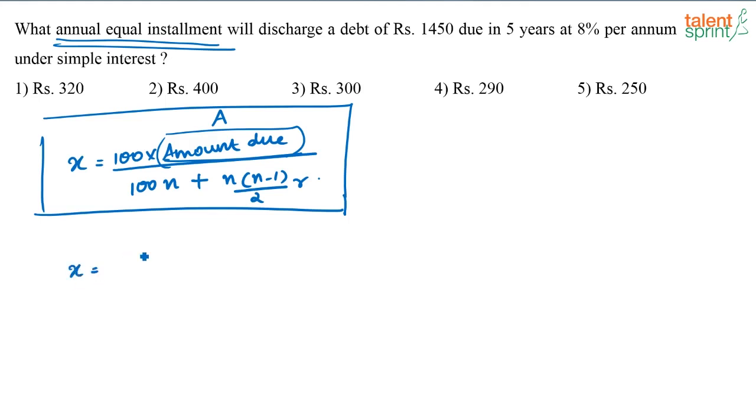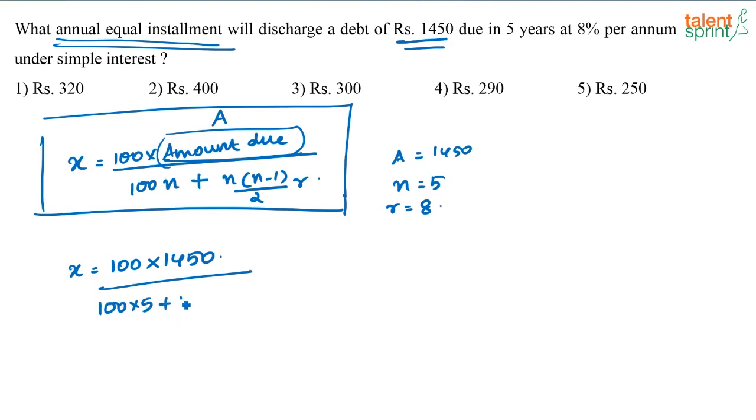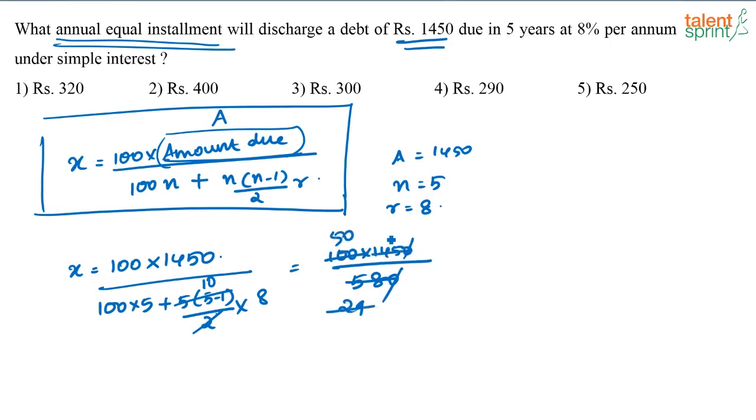So you have to find out what is X. Here X is 100 into the amount due. Rupees 1450 is due in 5 years, so n is equal to 5, R is equal to 8, and the amount due is 1450. So you get 100 into 1450 divided by 100 into 5 plus 5 into (5 minus 1) by 2 into 8. That is 500 plus 5 into 4, that is 20, divided by 2, which is 10, and 10 into 8 is 80. So you have 580. When you solve this, you get 250. So your correct answer here is option 5, 250.